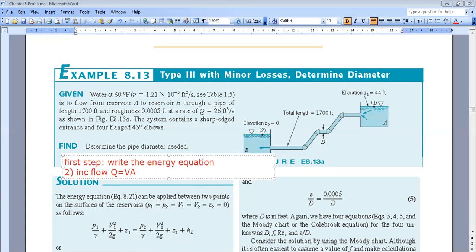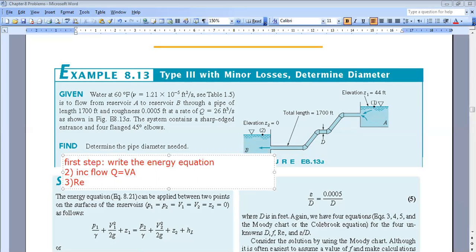Now, third, I write the expression of Reynolds, because I need Reynolds in my Moody chart. Always Reynolds is rho V D over mu, but depending on the problem, if V is unknown, I find Reynolds as a function of V. If D is unknown, I find Reynolds as a function of D.